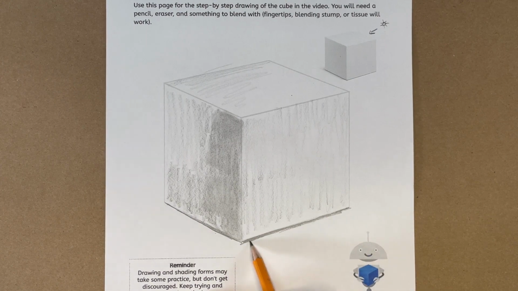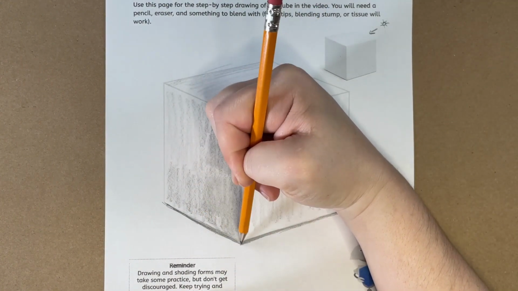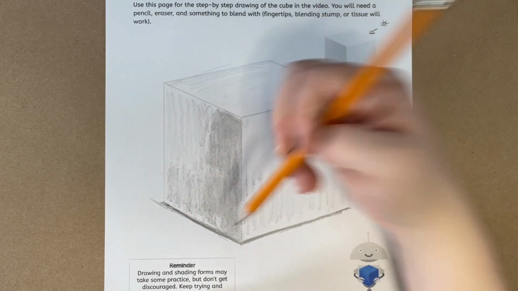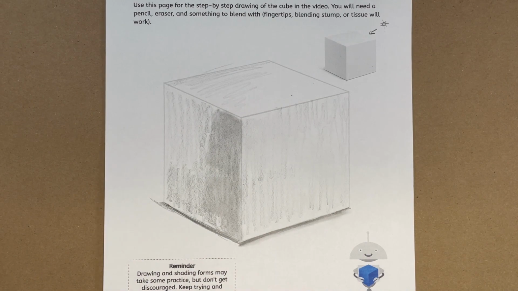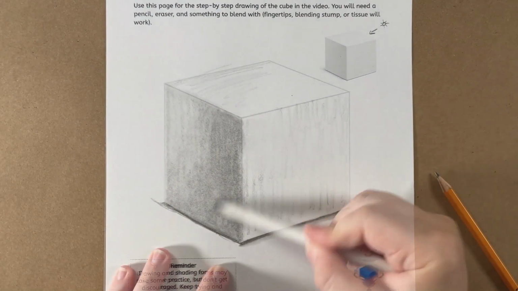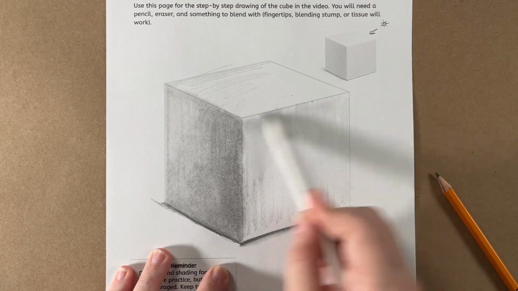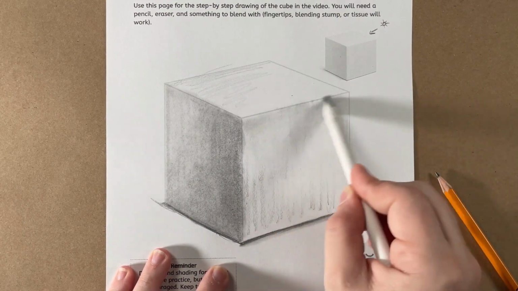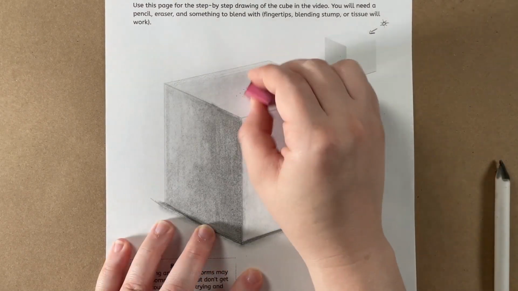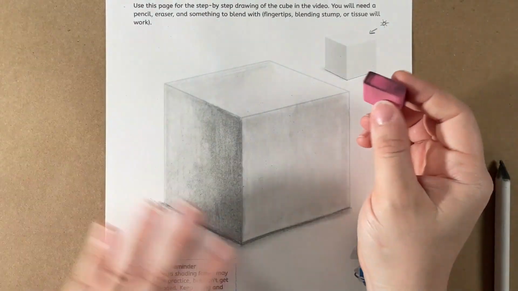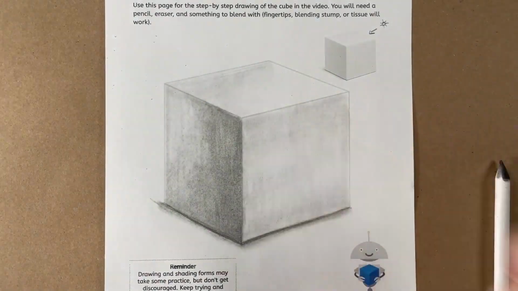Add shadows. To make the cube look more realistic, add shadows underneath it. Imagine where the shadows would fall based on the direction of the light source. Shade those areas slightly darker than the shaded side of the cube. Blend and refine. Use your finger or blending tool to create a smooth transition between light and dark areas. You can also erase any unnecessary lines or mistakes to refine your drawing. Keep in mind that practice is key. Refer to your PDF for additional pages with even more practice.